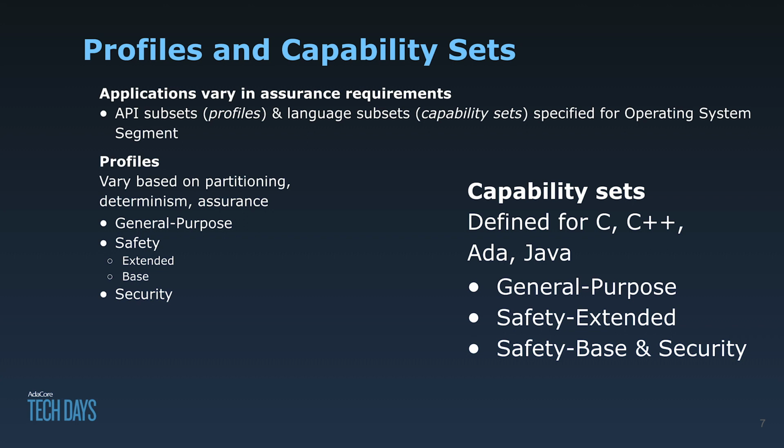And there's kind of corresponding capability sets that are defined for, I guess, four languages. For C, it's the C99 standard. For C++, I think it's 2003. For the Ada standard, it's Ada 95 with a little bit of Ada 2012, and I'll talk about that in a moment. And for Java, I think it was the Java Standard Edition 7 or 8, which goes back to around 2013, 2014. So there's a rough correspondence between the capability sets and the profiles, or general purpose capability sets. There's a safety extended set, and the safety base and security are kind of lumped into one.